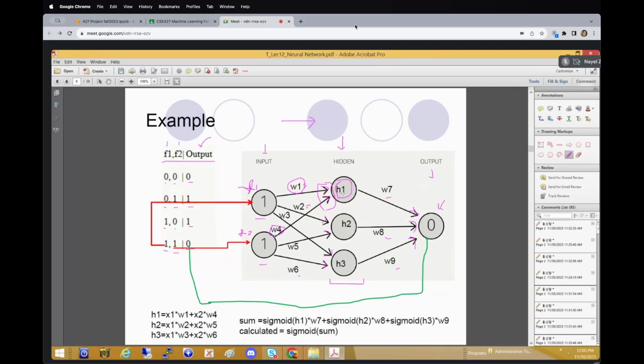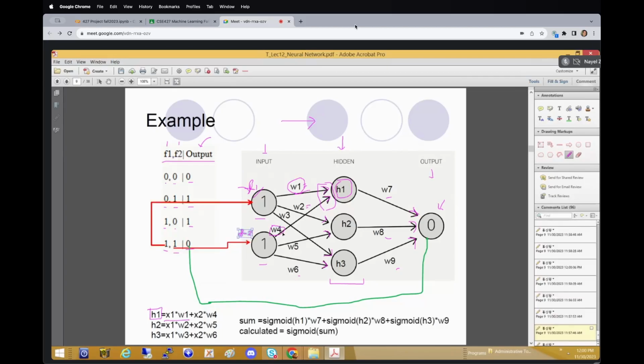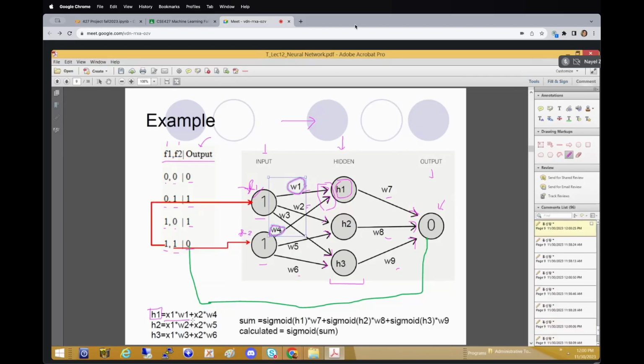So in h1, what we have to do is compute a linear relationship. We can see the input is x1, and the connection weight is w1. So here is x1 w1. The h1 will form a linear equation: input x1 with weight w1, and in another connection the input is x2 and weight is w4. So here is x2 and w4. So in hidden unit 1, we will get x1 w1 and x2 w4.